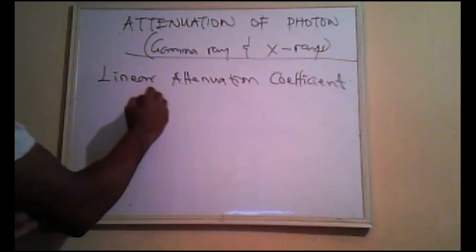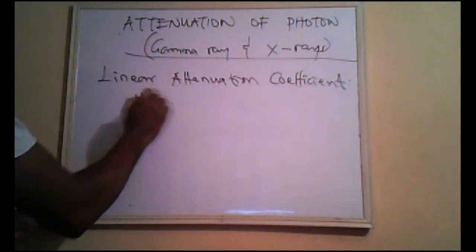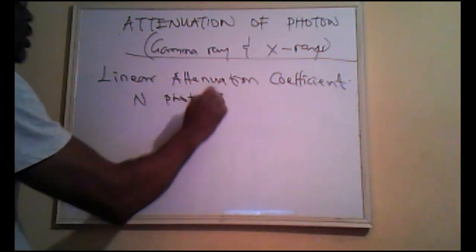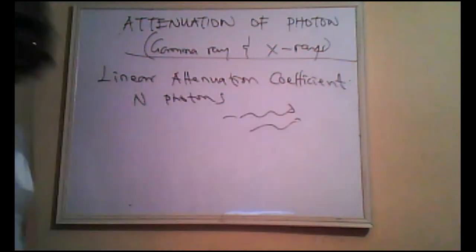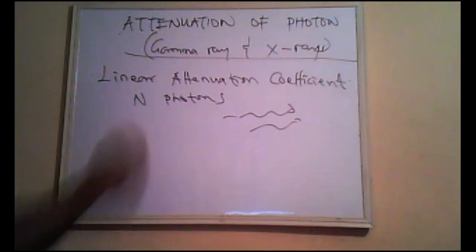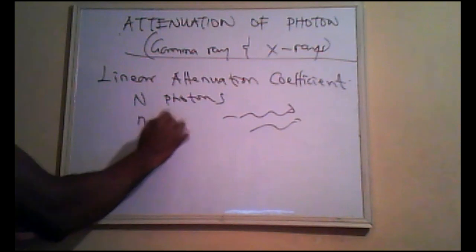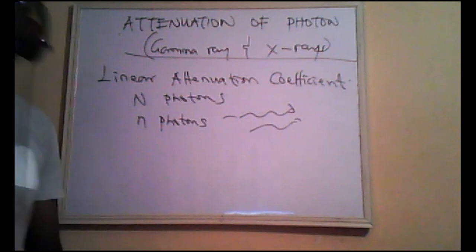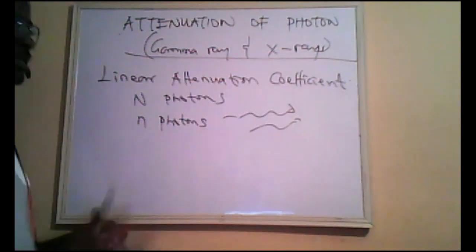We might have n particles or n photons moving inside the matter. But after some time, we have n photons removed by means of scattering and absorption. We want to look at how it relates to the thickness of that material.